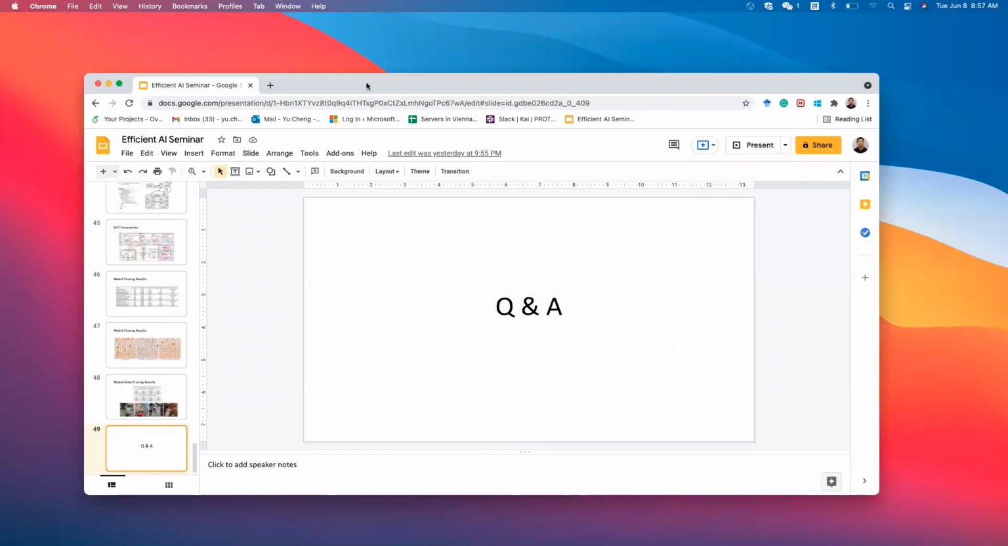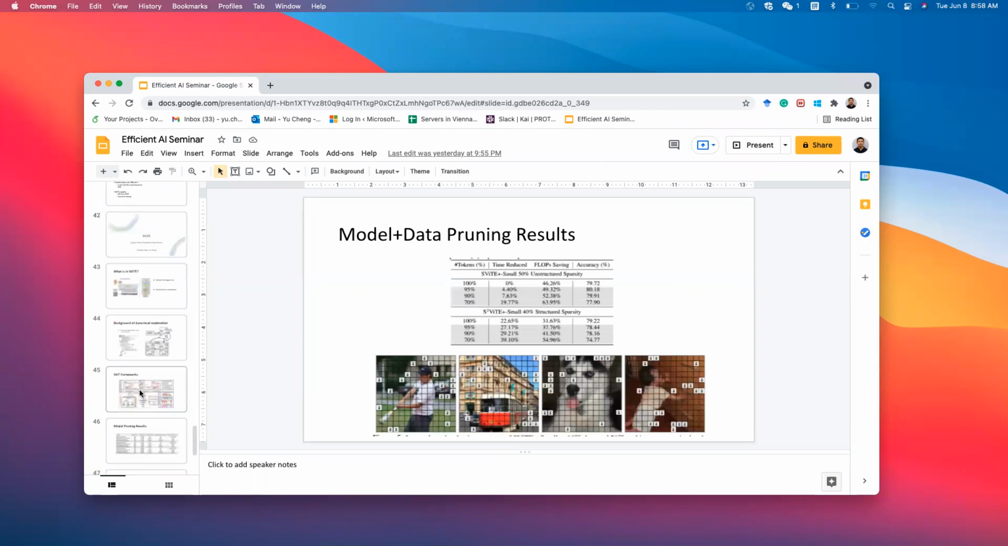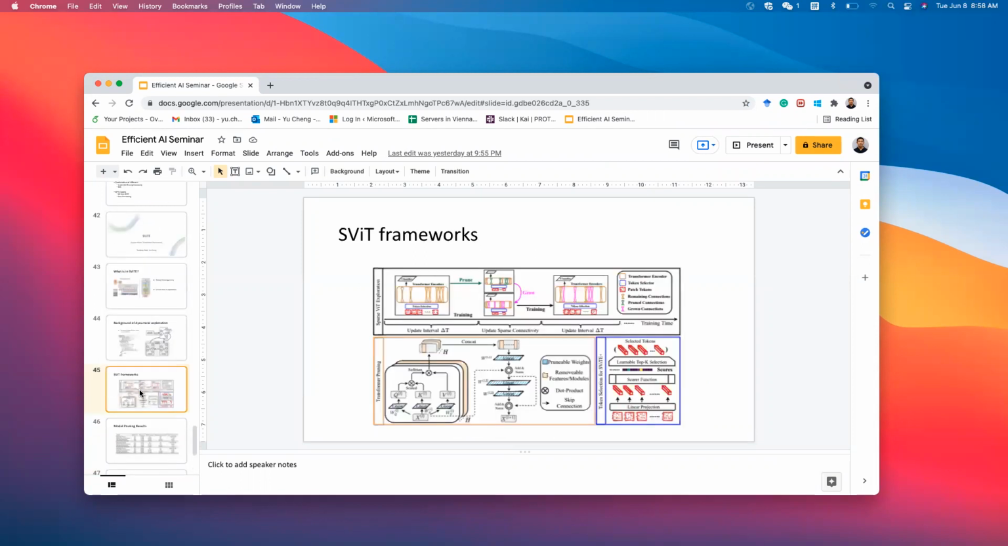I have two questions. The first one is about when you prune the vision transformer. You compare with the DeiT, the data-efficient image transformer. I know that the data-efficient transformer is based only on the ImageNet training data set. But how about your pruned model?